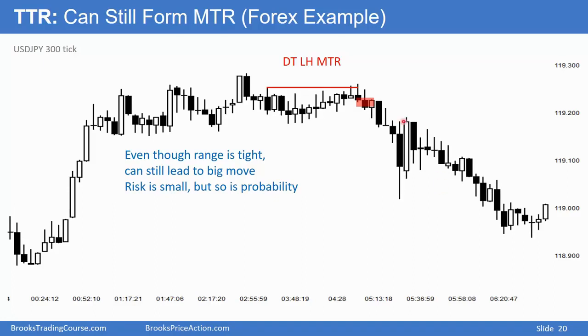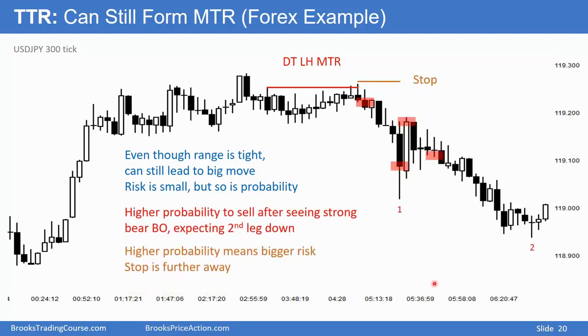In general, if it does work, you'll get 2 legs down, 1 pullback, 2, and the second leg is often bigger than the first. Higher probability, you wait for the bear breakout and you sell either this close or you sell above the high of this bar, betting that the reversal up will fail.